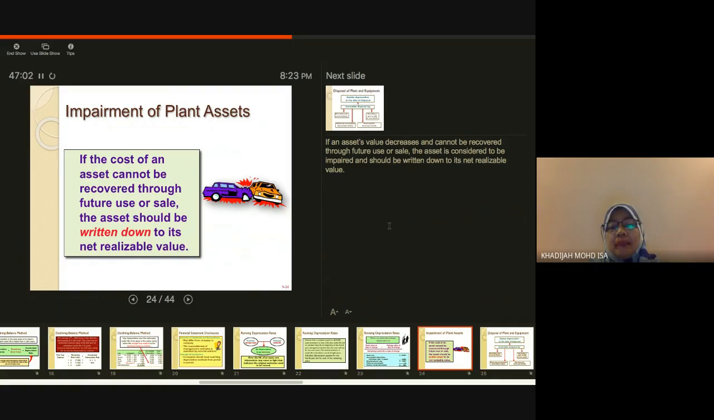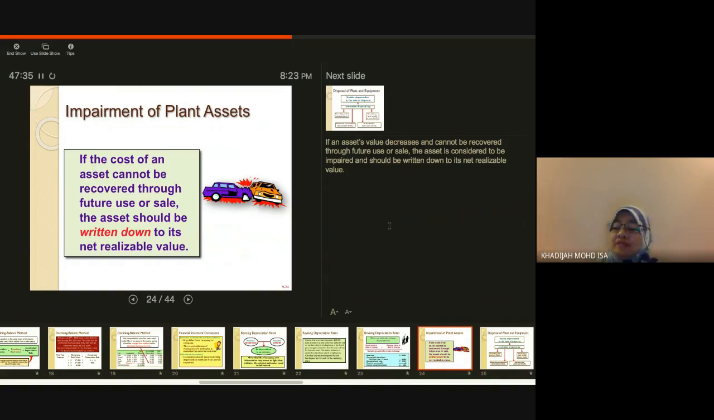For example, if you have a motor vehicle as an asset, and in 2020 it shows a net book value of, let's say, 20,000. But let's say in 2021 the car is involved in an accident, and it turns out to be a total write-off. It means that it's not recoverable. So for that, you have to provide an impairment on that particular motor vehicle.